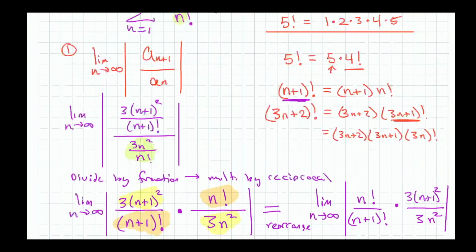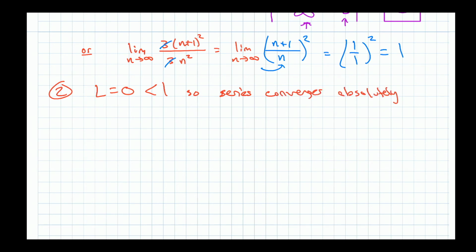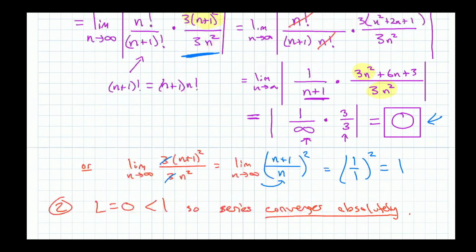All right, so what's that matter then, right? Point is, L equals 0. What's that mean? L equals 0, that's less than 1. So the series converges absolutely. All right. So that's the ratio test.